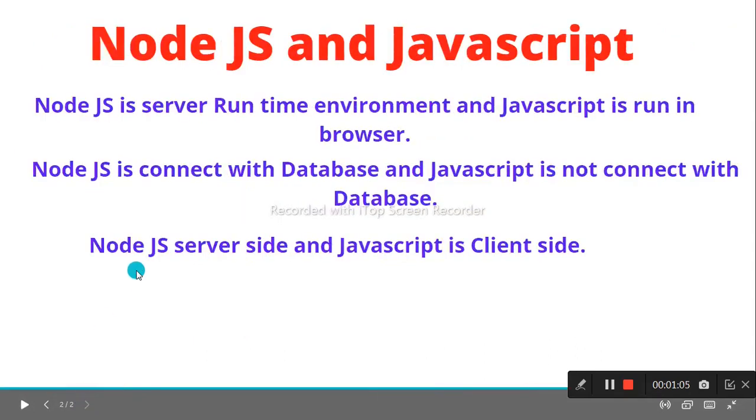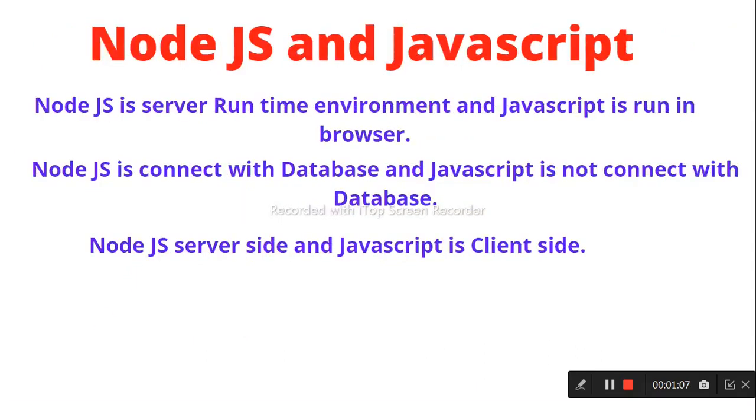Another topic is the difference between Node.js and JavaScript. Node.js is a server runtime environment and JavaScript runs in the browser. Another difference is that Node.js connects with databases and JavaScript does not connect with databases. And the last difference is that Node.js is server-side and JavaScript is client-side. These are the differences between Node.js and JavaScript.